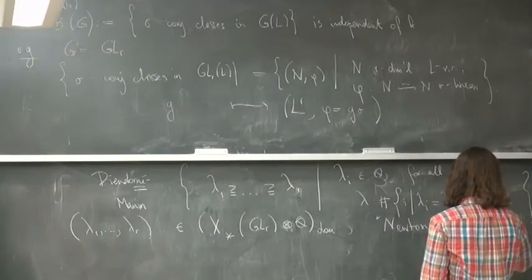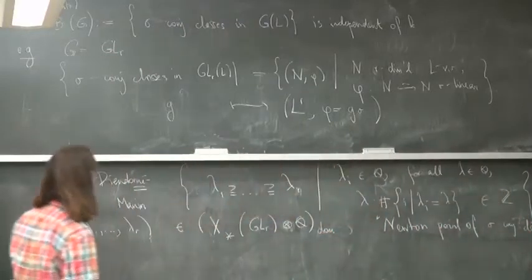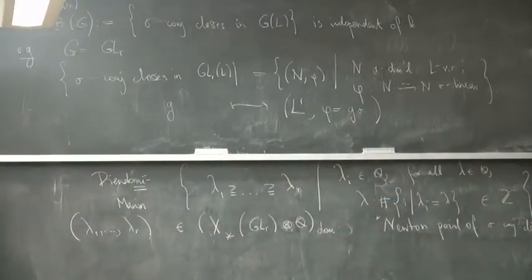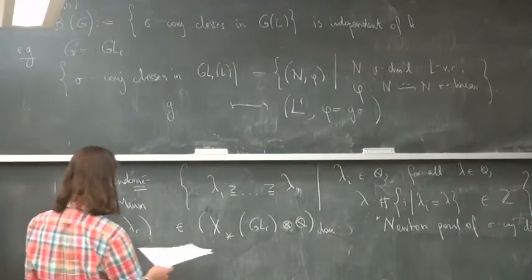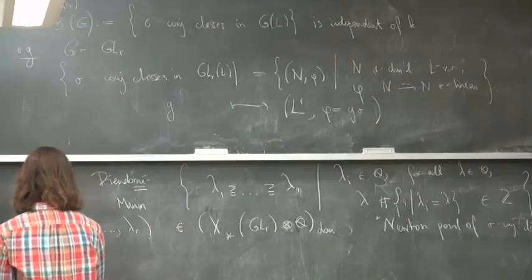Of the sigma conjugacy class. And so in this case of GLR, we see that the Newton point actually determines the sigma conjugacy class. That's not always true. So in general, there's some other invariant known as the Kottwitz invariant, and the two together determine the sigma conjugacy class.